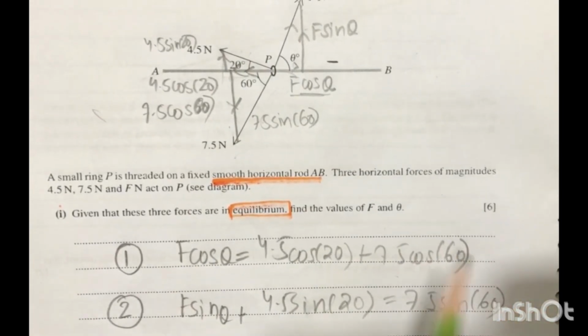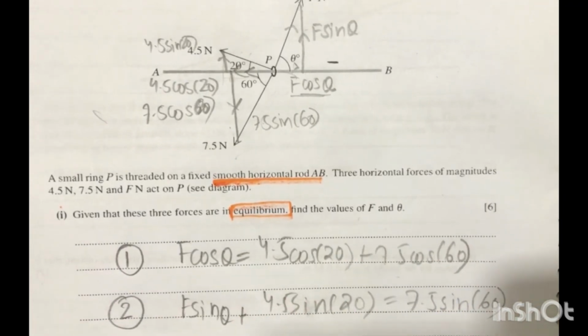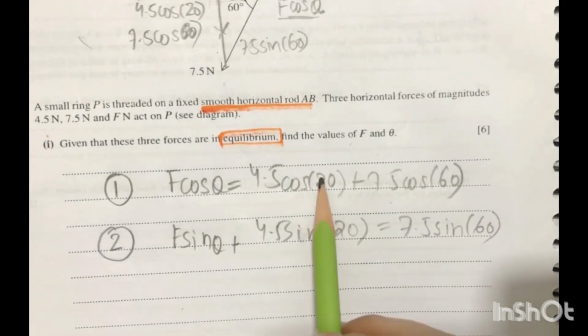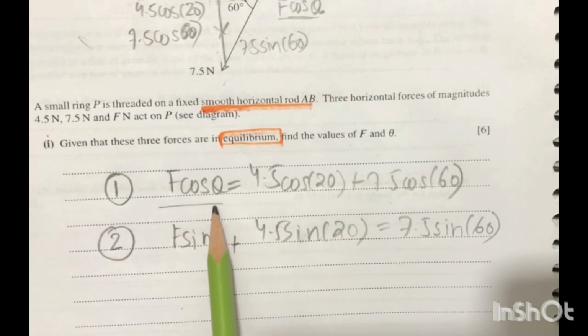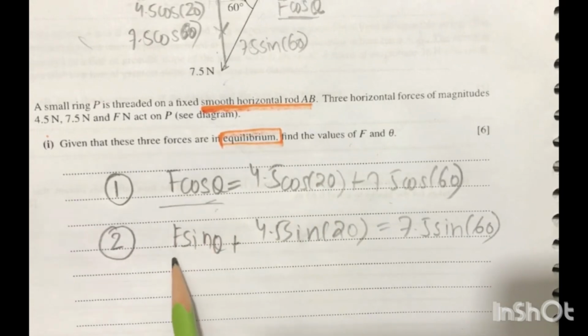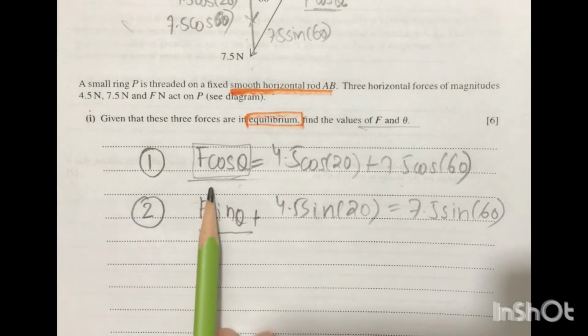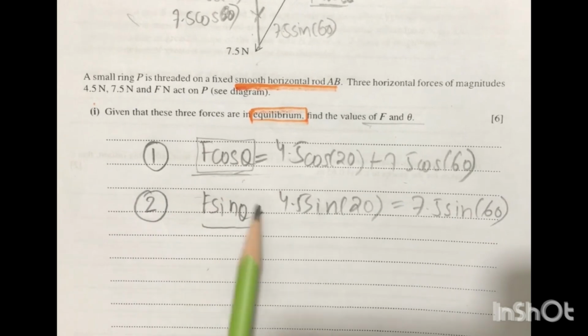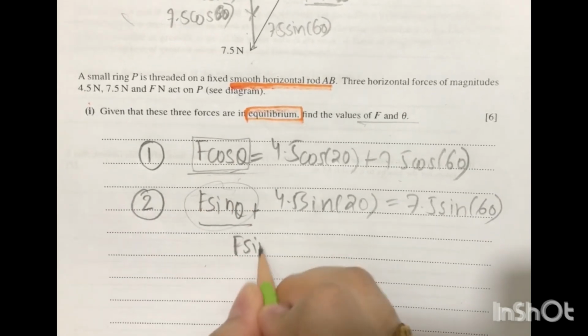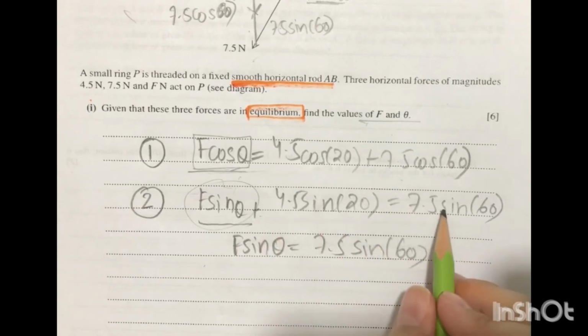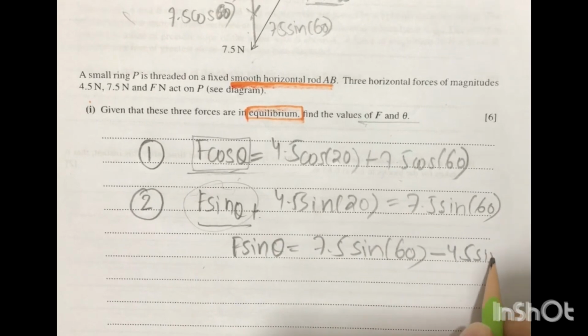Now, the two missing variables are F and theta, which means that we will need to use simultaneous equations. One foolproof way that I always use and have used in my exams is to make one equation in terms of cos theta and one equation in terms of sine theta. This equation is already equal to F cos theta, so we need to make this equal to F sine theta. So F sine theta is equal to 7.5 sine 60, and then we'll take this on the other side, minus 4.5 sine 20.